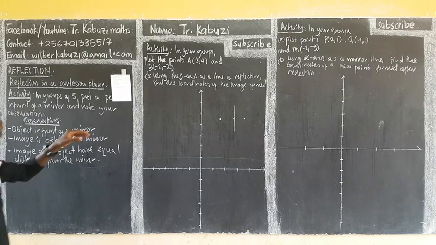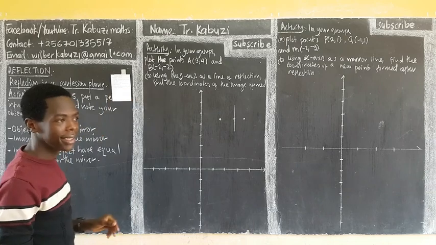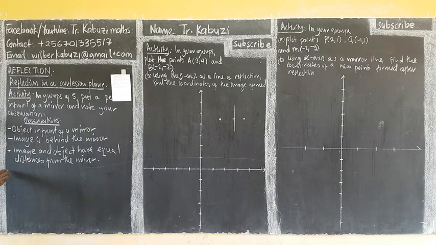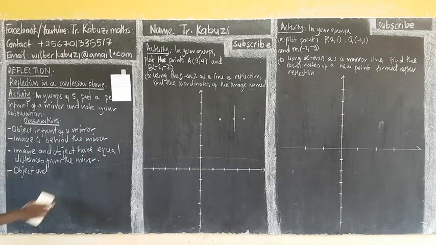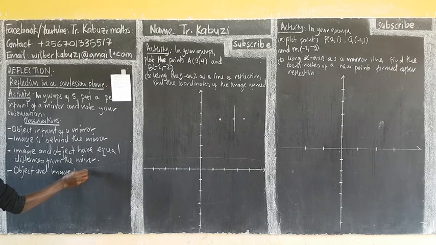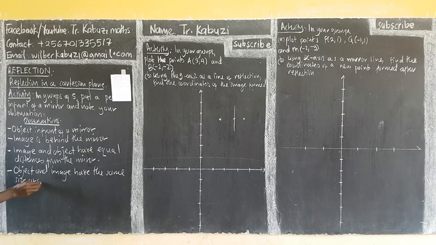Then they say the pen in the middle has the same color and size. So what can we note about that? Object and image have the same size and shape.